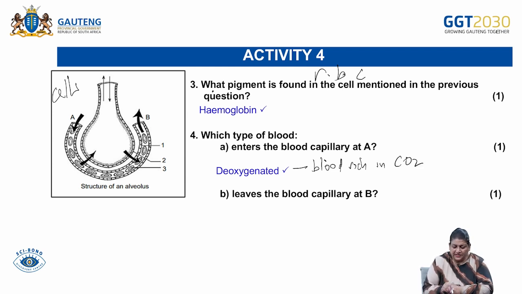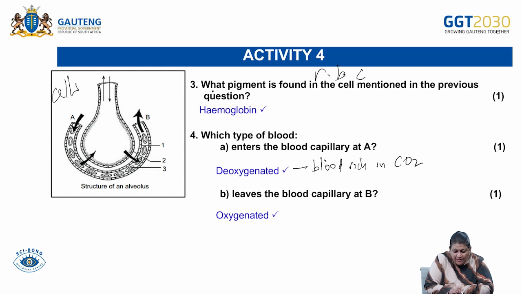So what type of blood leaves the blood capillary at B? What blood is leaving the alveolus surface at B? The type of blood that's going away from the lungs. There's a gas that enters from the lungs to there, and then B is going to have a high concentration of that. That's going to be what? Oxygenated blood.